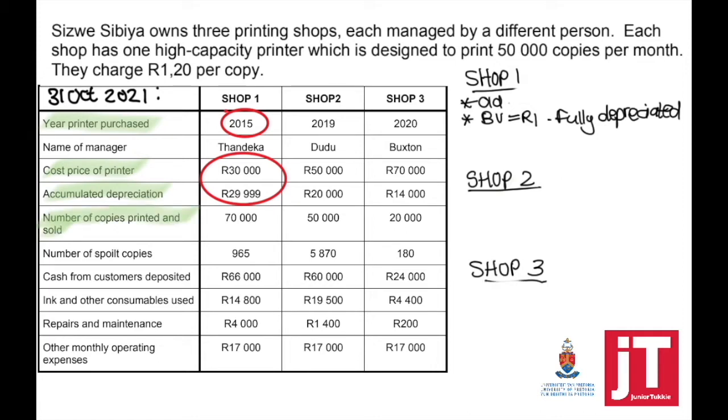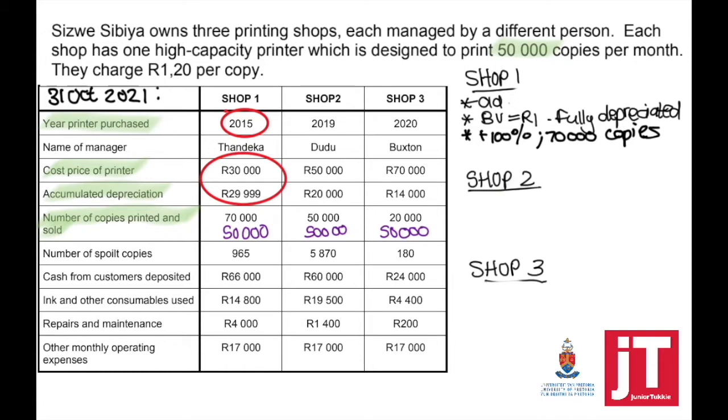Looking now at the number of copies printed and sold. The information said that each printer is designed to print 50,000 copies. So if I look at shop number 1, we're exceeding that capacity. So that could be a potential problem. 70,000 copies is being made with the oldest printer.